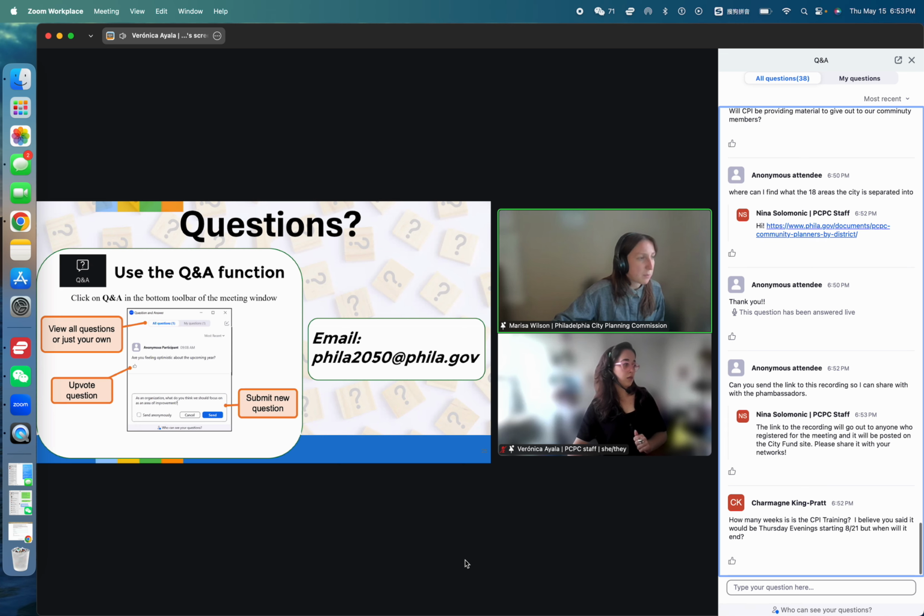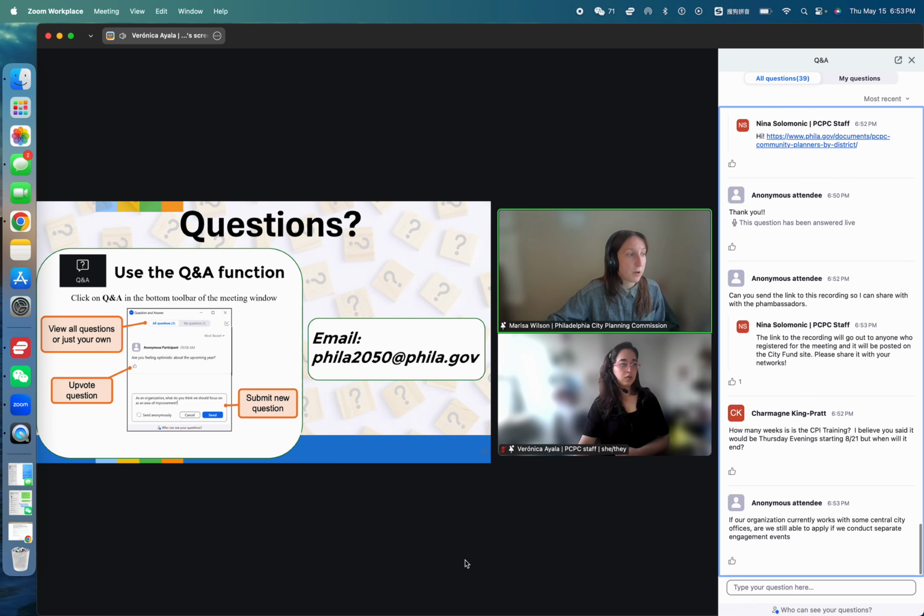So will CPI be providing materials to give out to our community members? The Planning Commission will have materials and will support our community partners in developing their own materials to get the word out to their communities. We will also have public materials that anybody can use and will be able to access on a special engagement website to help you get the word out to your communities.